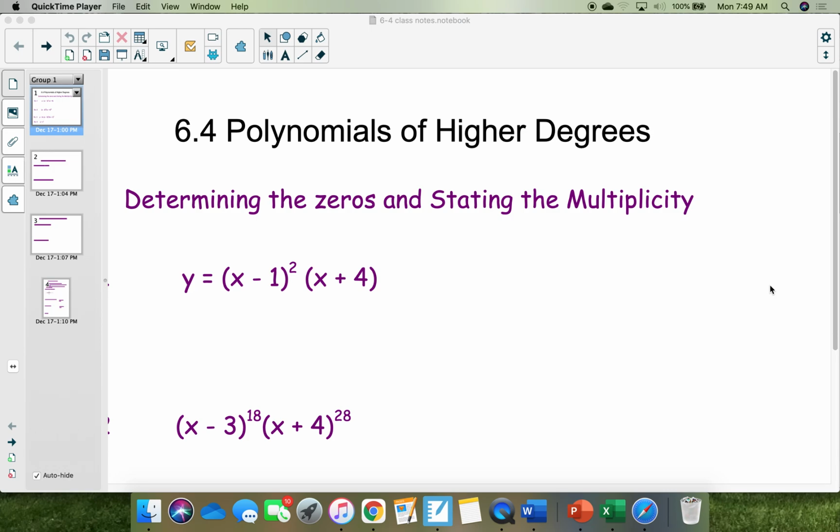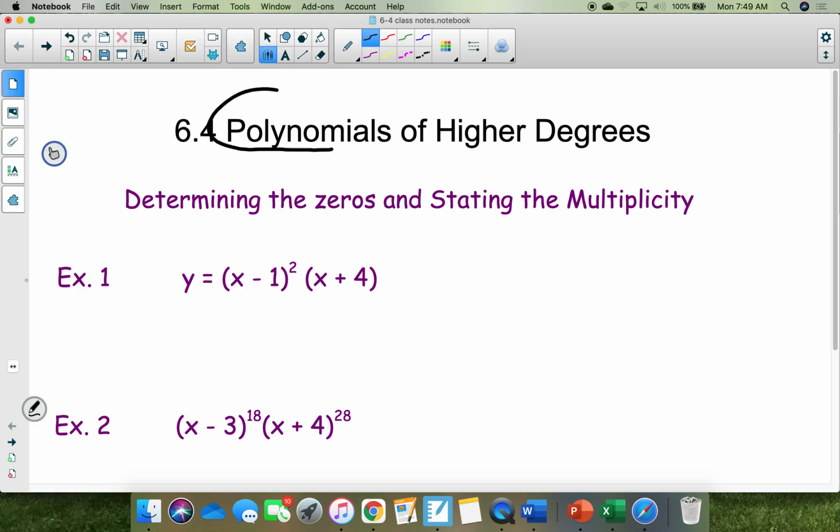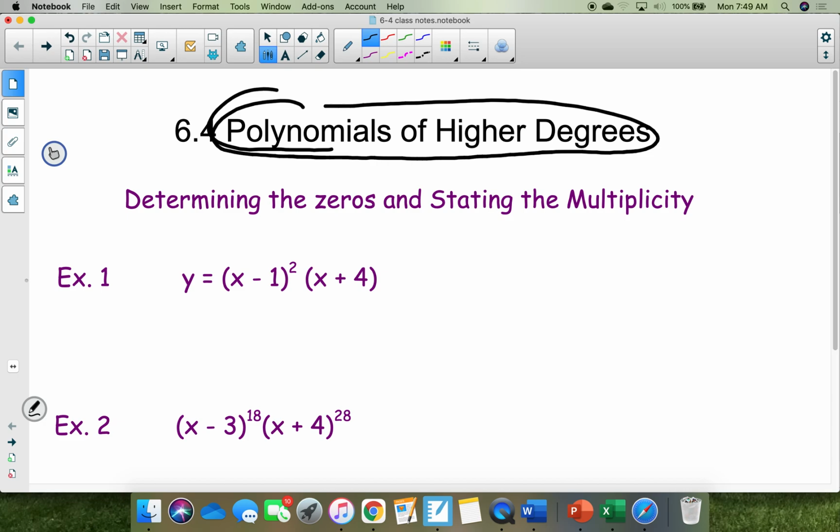We're going to put it all together finally. And in the 4th template, we're going to learn how to graph. So we're going to take from what we learned in 6.3. But basically, we are learning polynomials of higher degrees. The bigger the polynomial, the more zeros. The zeros is where it crosses the x-axis.